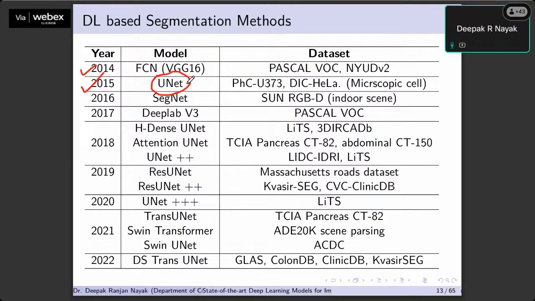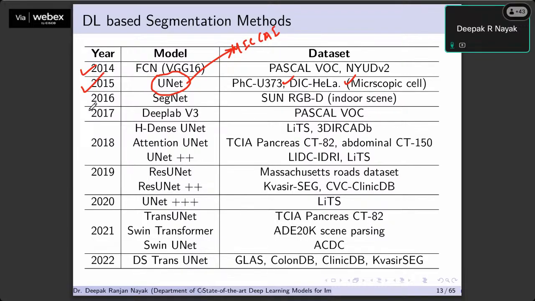This was originally published in a conference known as MICCAI, which is a top tier medical conference. This particular architecture was first built on medical datasets. You can see over here, these are medical datasets. That's why I mentioned in the first slide itself that image segmentation has been extensively used in analyzing medical images, especially for medical image segmentation.